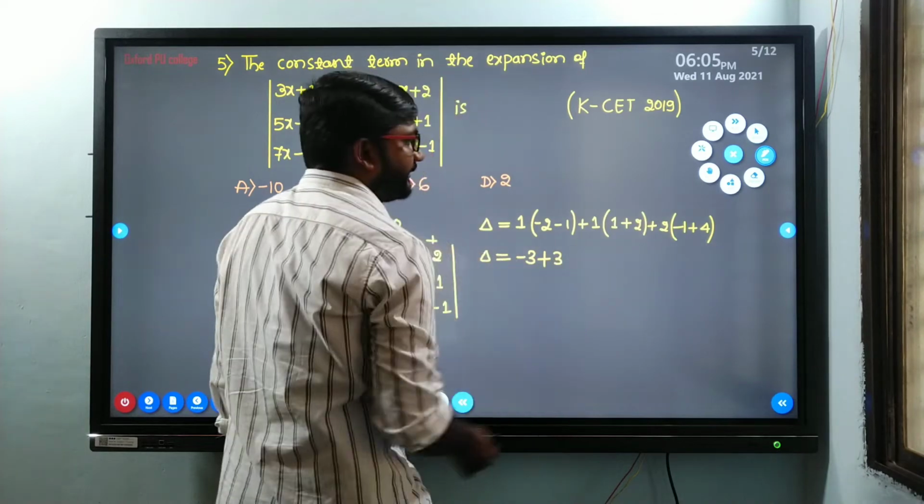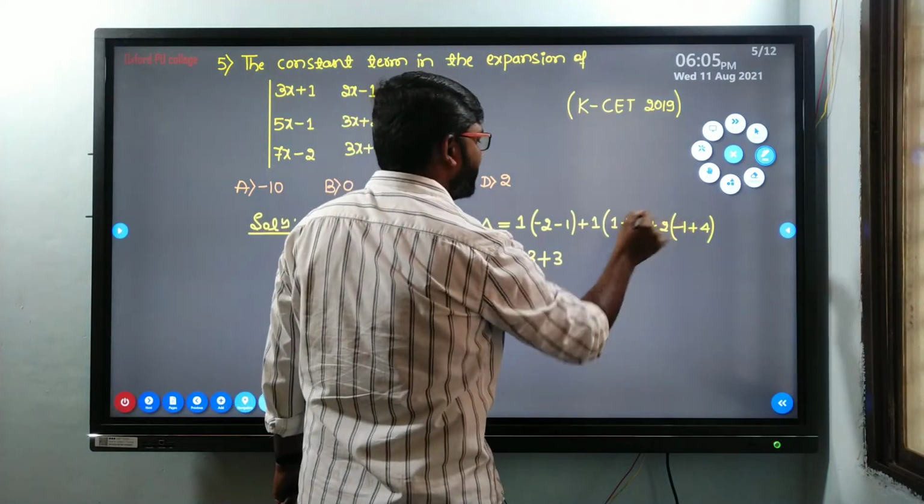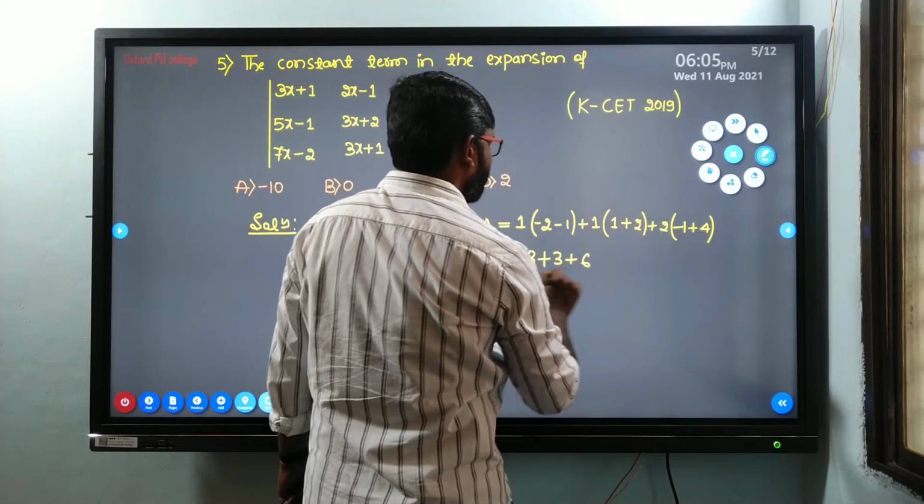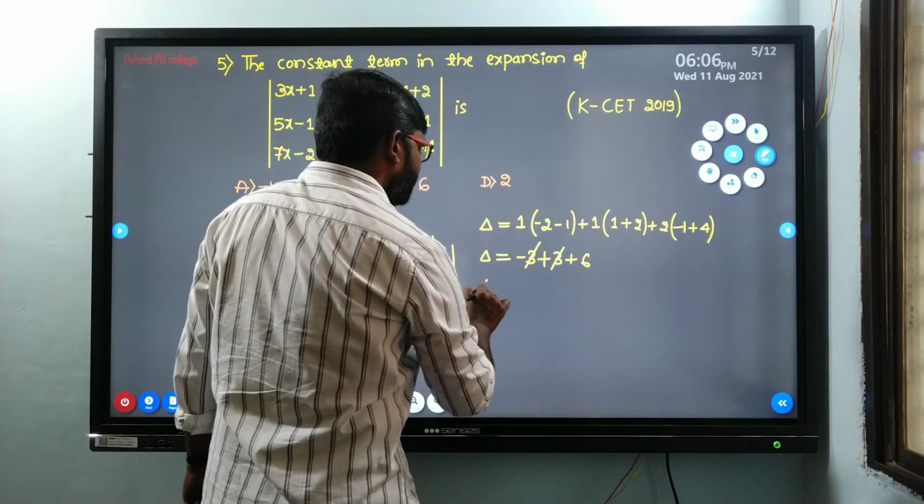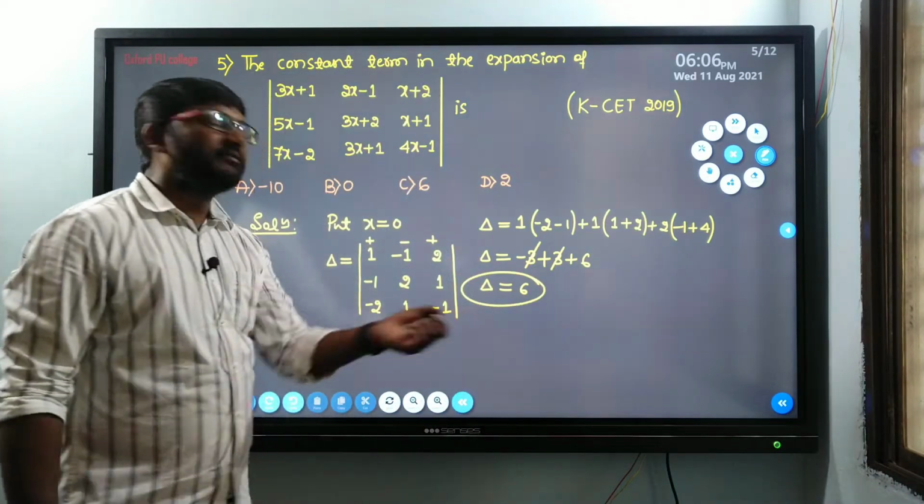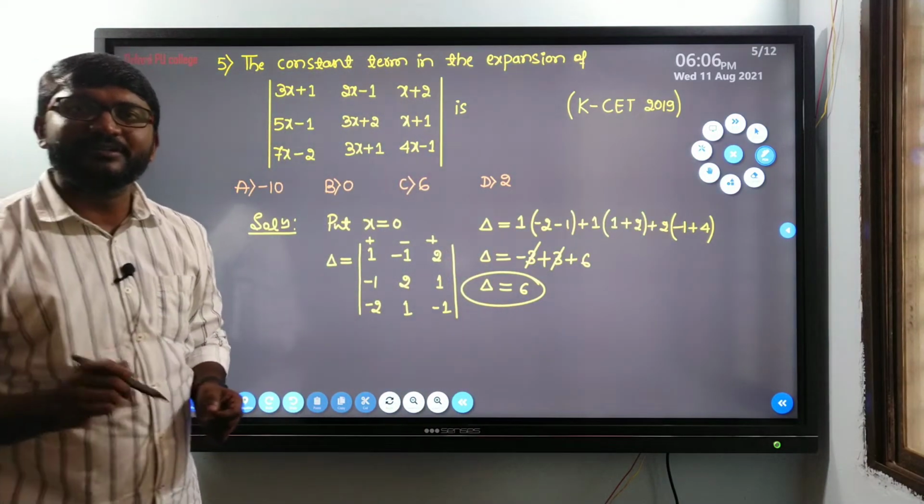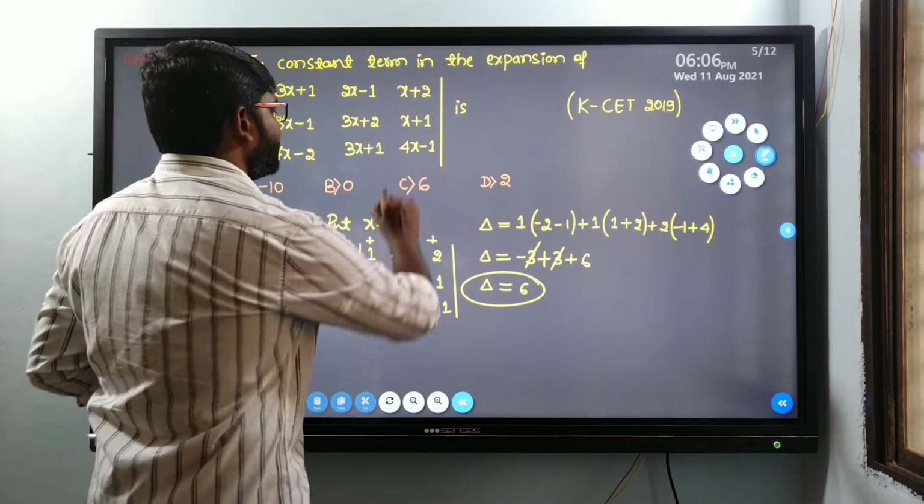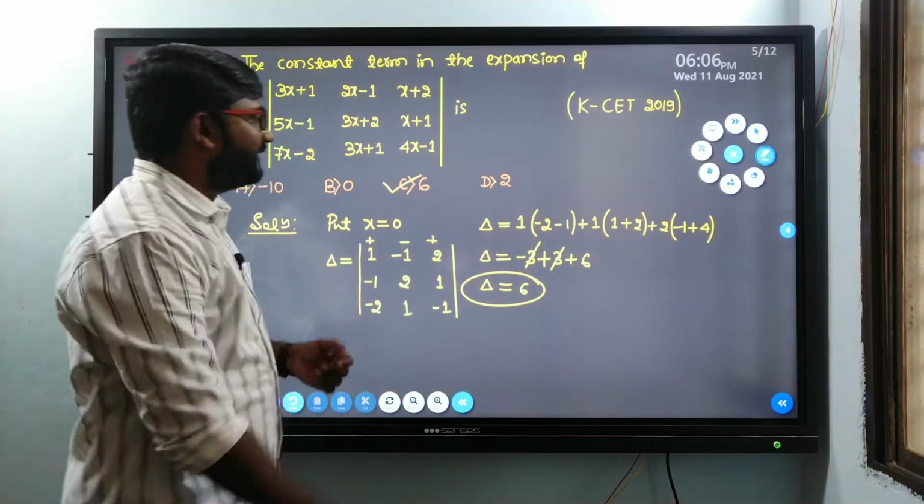Plus 3. Then here 4 minus 1 it is 3. 3 into 2 it is 6. So here minus 3 plus 3 get cancelled. So delta equals 6. Our determinant value is 6. So what is the constant term here? Overall it is 6. So option C is the correct answer.